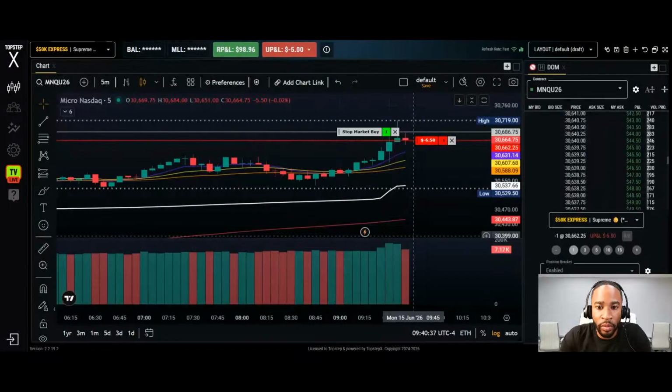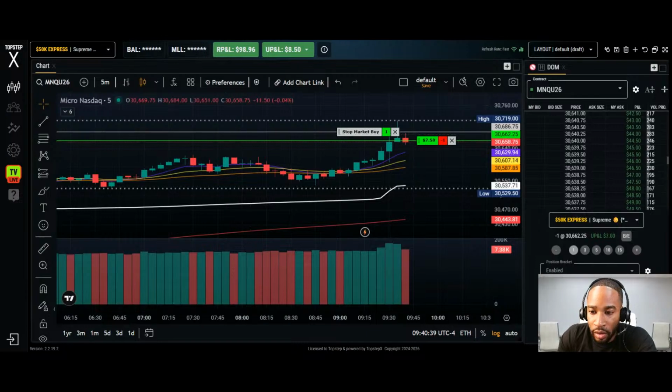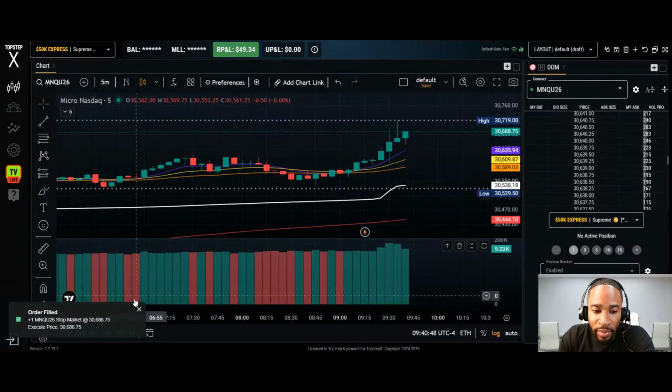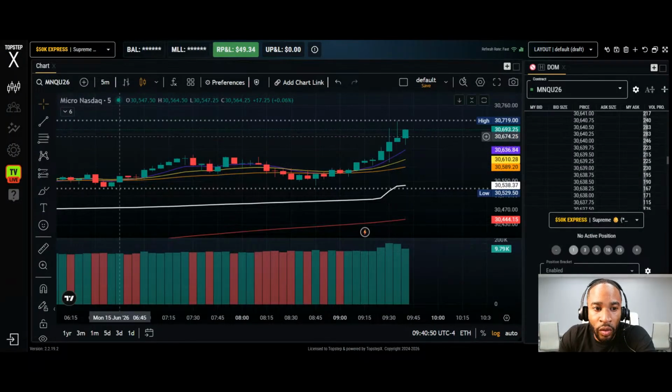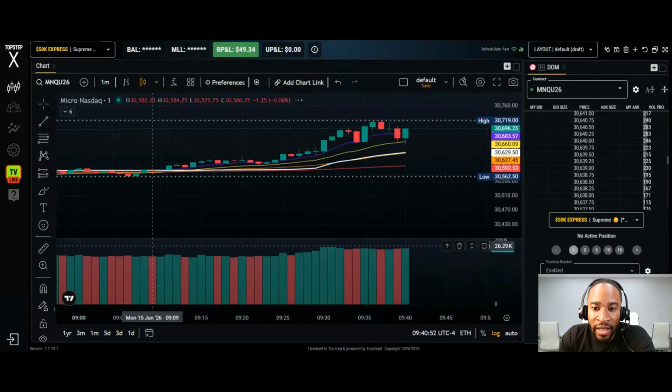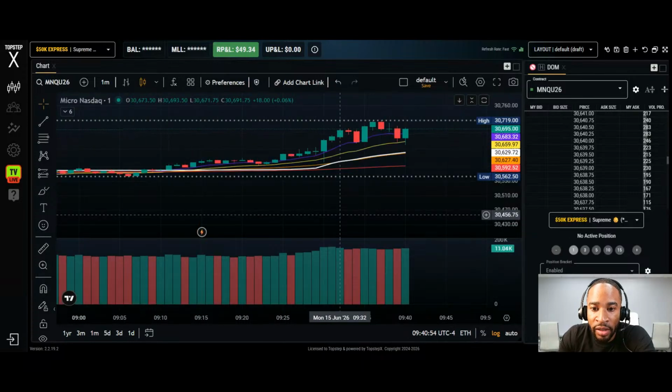Let's go back to my other platform. All right, so I'm in with one contract at the moment. I have my stop loss up here. All right, I may get stopped out. Order filled. All right, so I just got stopped at a loss about $50 on that contract. That's why it's extremely important to have your stop loss in place.